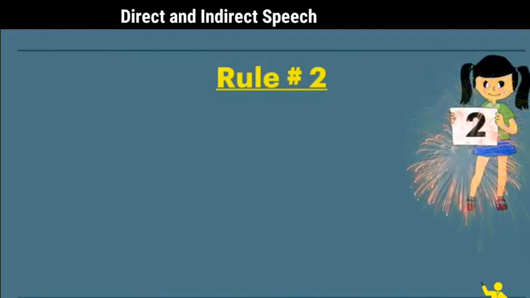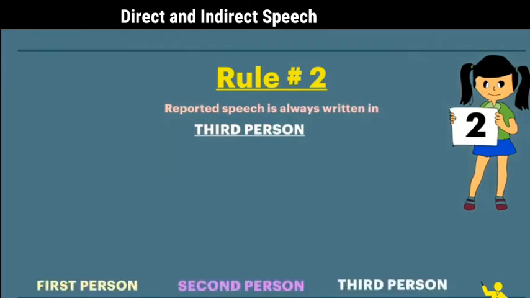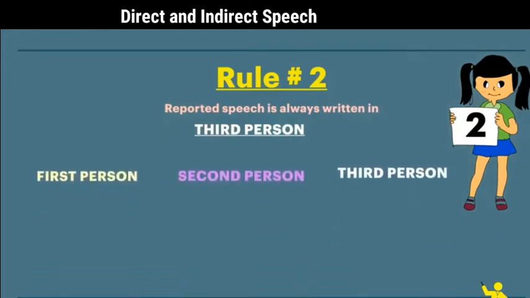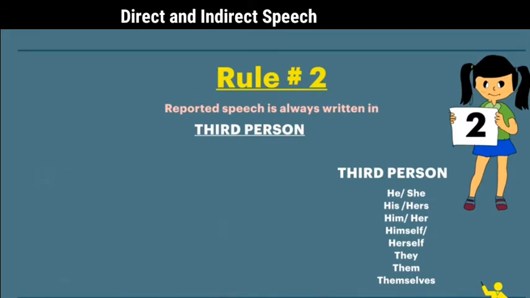Now rule number 2. Reported speech is always written in third person. We have first person, second person and third person. First person: I, me, mine, myself, we, our, ours, ourselves. Second person: you, your, yours, yourself. And third person: he, she, his, her, him, himself, herself, they, them, themselves, likewise. So we have to follow the third person rule in changing.